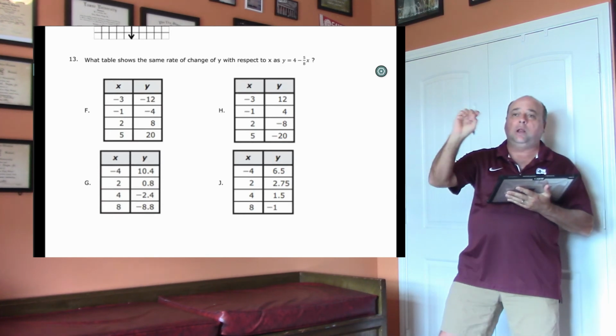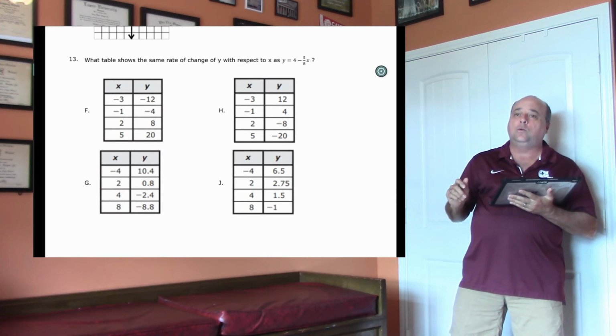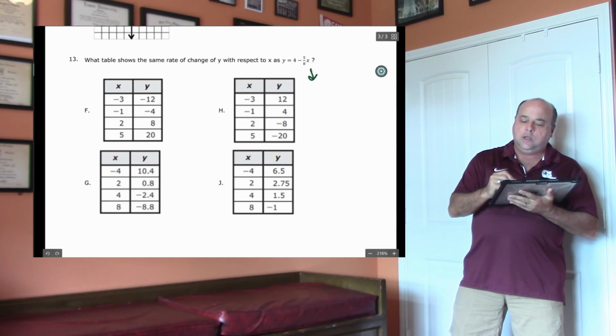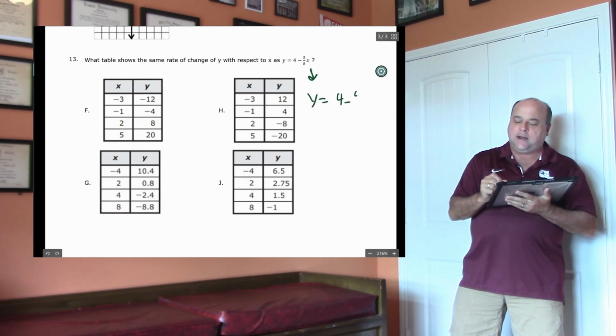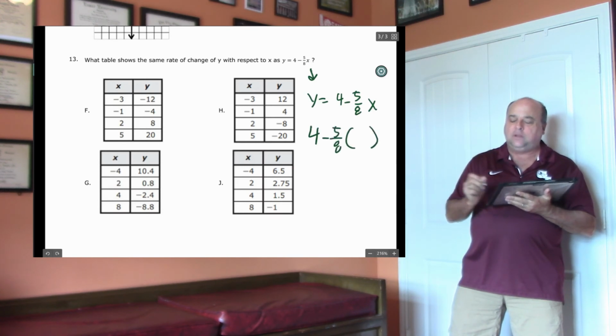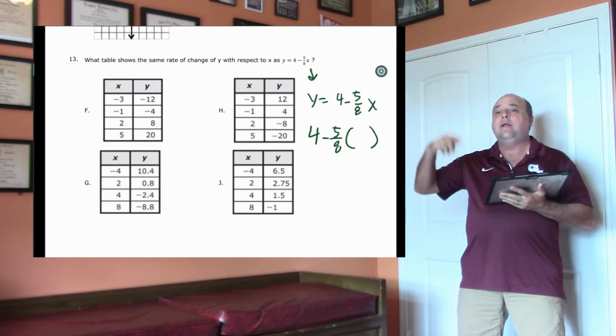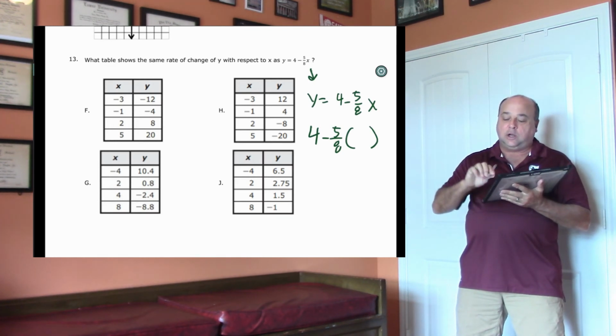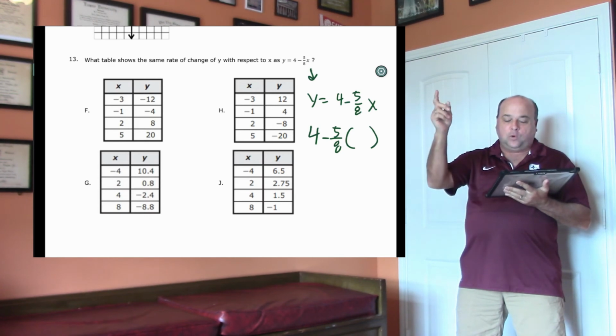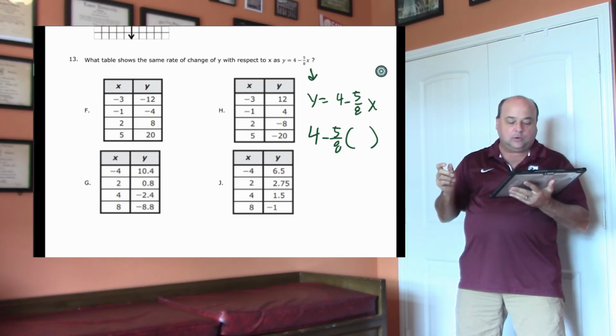You're basically plugging these numbers in and finding out which one works. So what I would do is write down y equals 4 minus 5 over 8x, and then do this: 4 minus 5 over 8, and then put a parentheses. What you're going to do is try these numbers, plug them in, and figure out which one is going to give you the y. For instance, is there one with an 8?